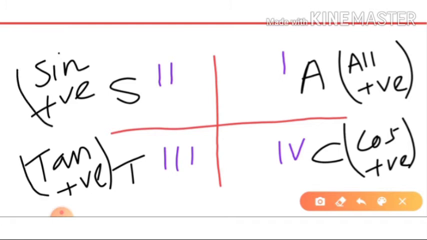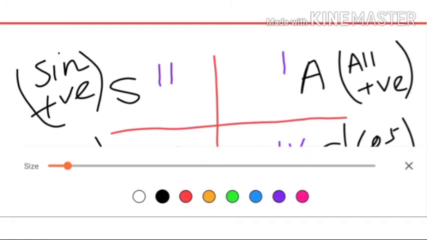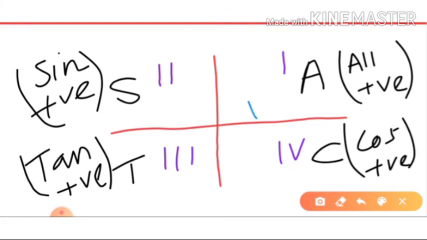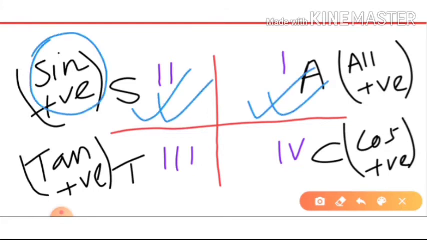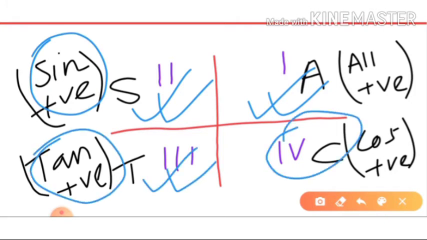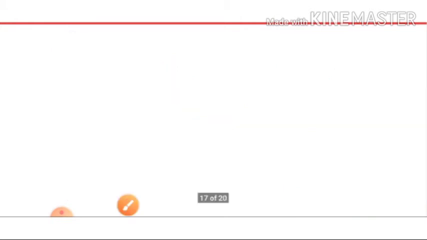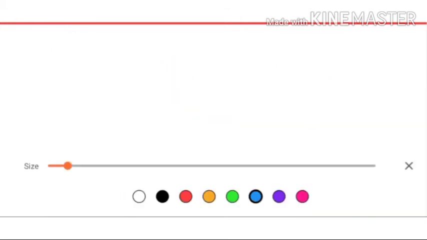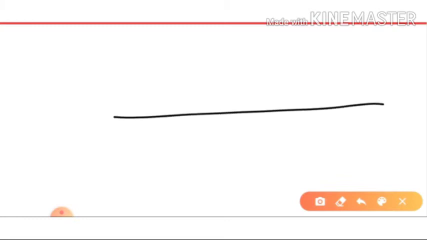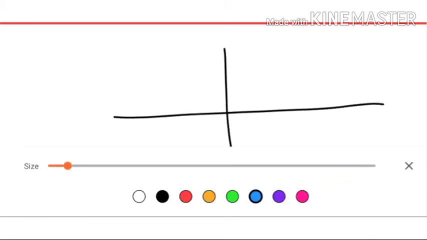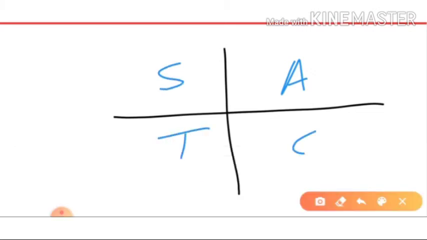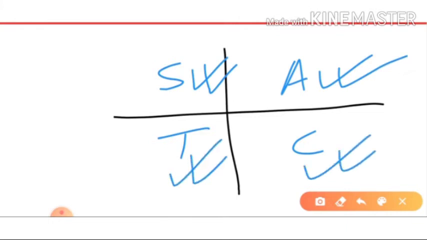So you have to remember for the 1st quadrant all positive, 2nd quadrant only sine positive, 3rd quadrant tan positive, and 4th quadrant cos positive. That means this ASTC, you have to remember this: ASTC, all positive, sine positive, tan positive, and cos positive.